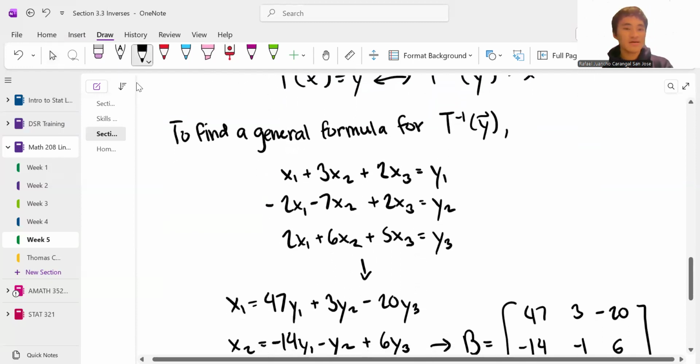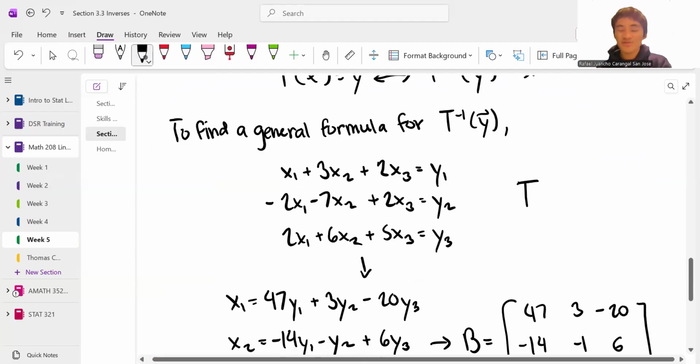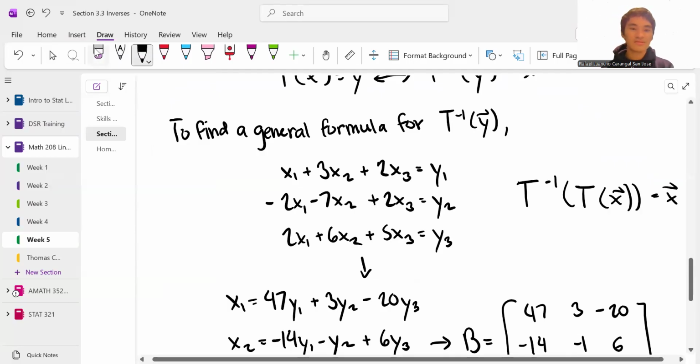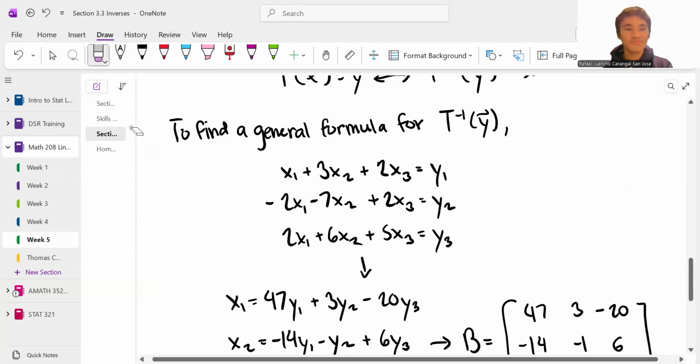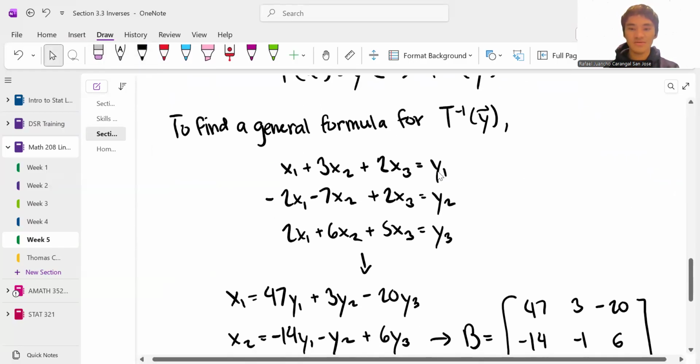And so a funny thing, at least what I would say, is if we compute, so here we can extrapolate the idea, if we compute the inverse of the transformation of our input, that's actually just that same vector. Okay, right. Now to find the general formula for this inverse, we do y sub 1, 2, and 3.